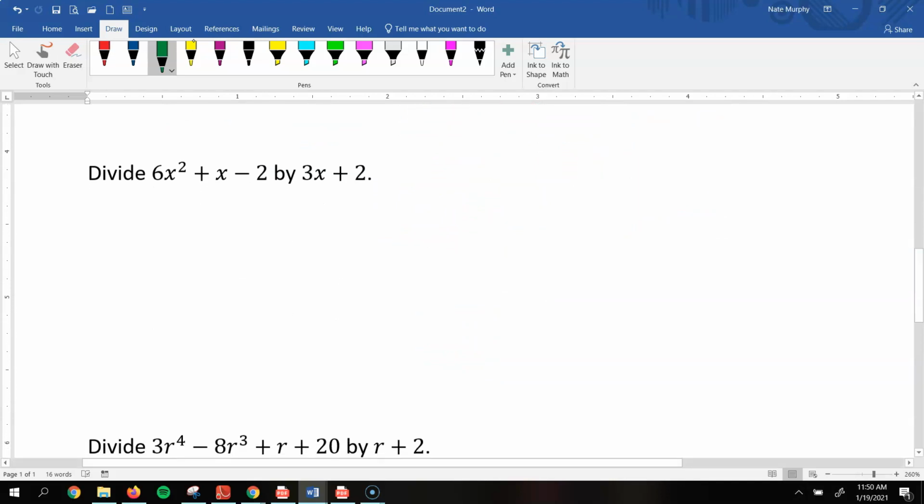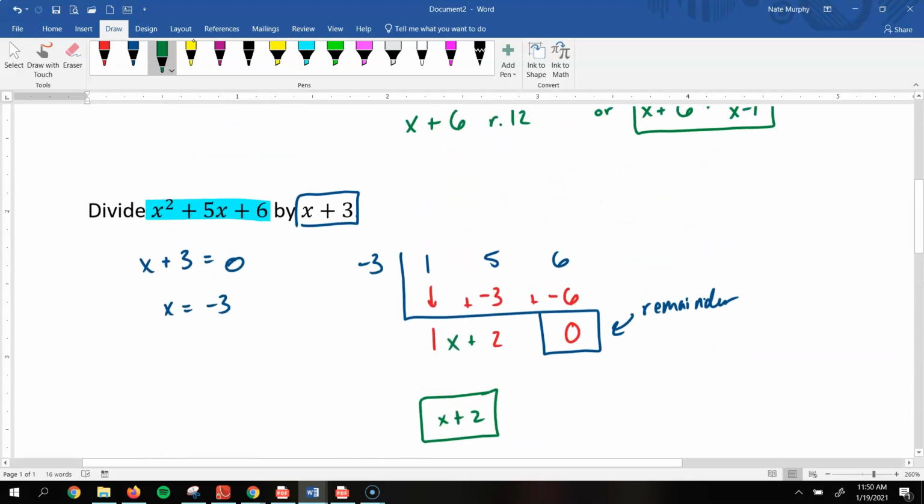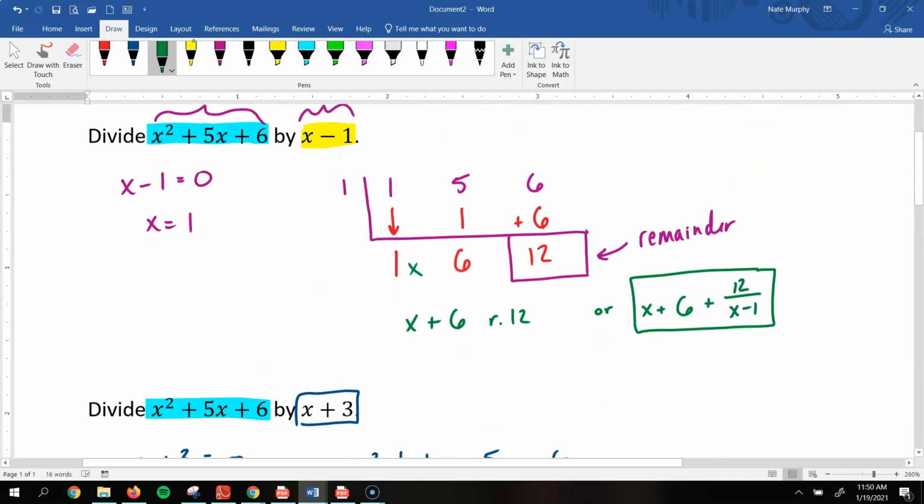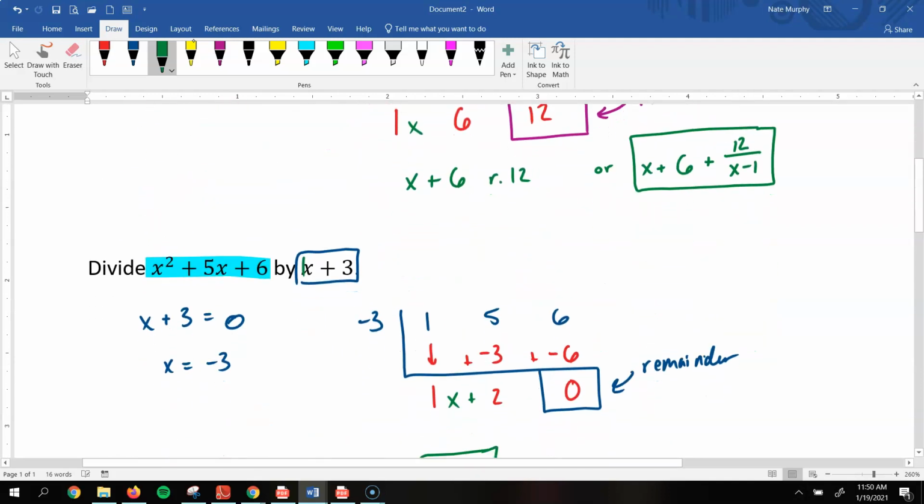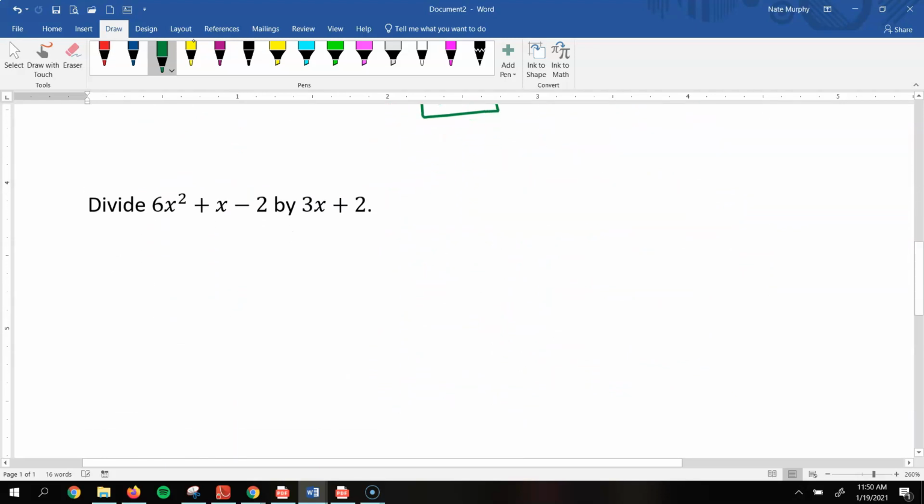All right, let's look at this one. If you notice in the first two problems, we had x plus 3 and x minus 1. The leading coefficient of our divisor was 1. Look at this one. Our leading coefficient of our divisor is 3. Now, that is a problem. You might think, couldn't we just set this equal to 0 and solve it and use that? We could, but it would not work. So I should say, no, it doesn't work.